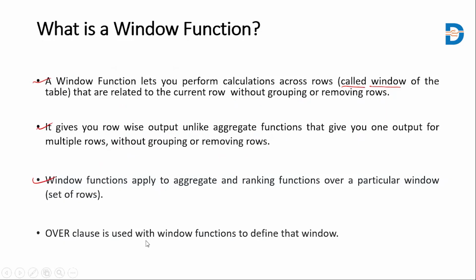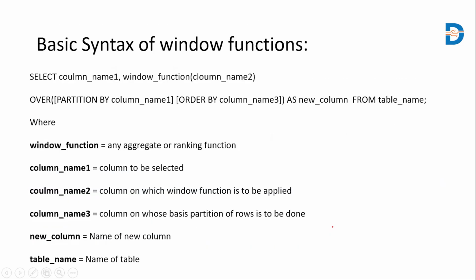The OVER clause is used in window functions to define that window. So, the basic syntax of window functions: we will use SELECT, our column name, and the window function with our column name. After that we use the OVER clause and PARTITION BY column name.